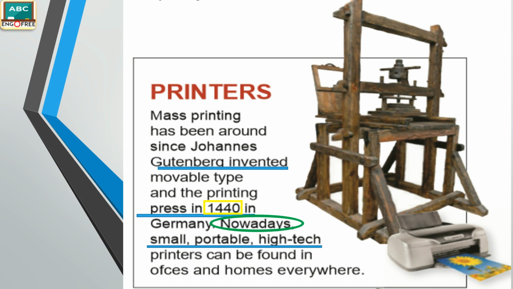Go to picture number 1. What can you see here? Yes, we have here 2 printers, an old printer and a new printer. Okay, who can read this part? Yes? Printers. Mass printing has been around since Johannes Gutenberg invented movable type and the printing press in 1440 in Germany. Nowadays, small, portable, high-tech printers can be found in offices and homes everywhere.